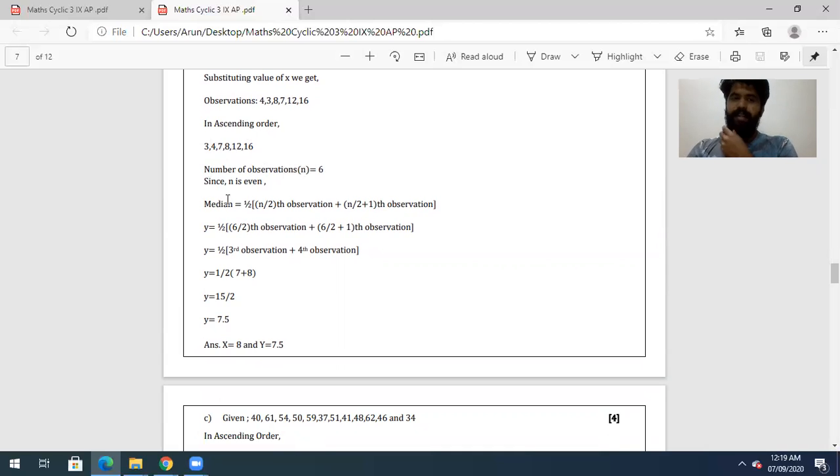Since n is even, median is half of the n by 2th observation plus the n by 2 plus 1th observation. So y is equal to half of the 6 by 2th observation plus the 6 by 2 plus 1th observation. So half of the third observation plus the fourth observation. The third observation is 7, the fourth observation is 8. So half of 7 plus 8, which is 15 by 2, which is 7.5. So the answer statement is x is equal to 8 and y is equal to 7.5.